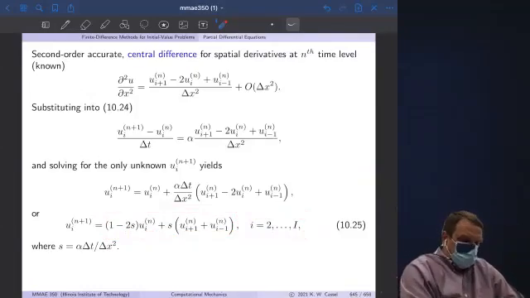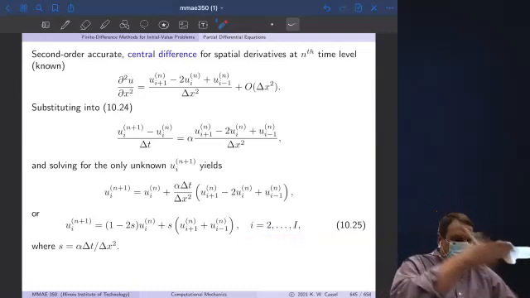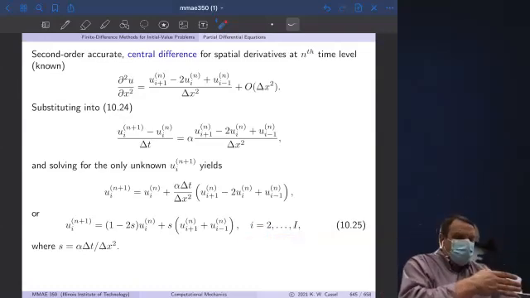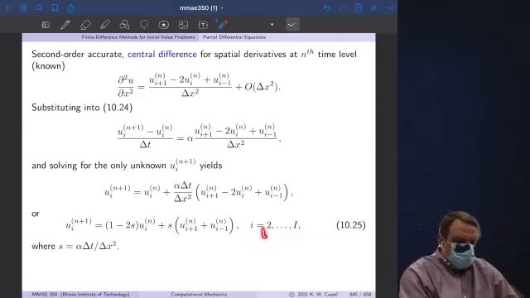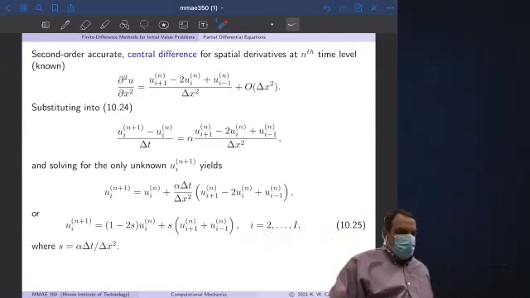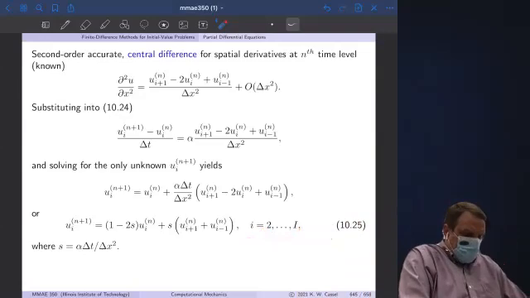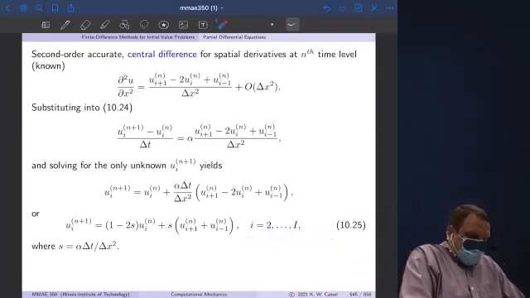So these are all the interior points in X from 2 to capital I. I'm assuming I know the values of U at the boundaries, Dirichlet boundary conditions. And so I just need to sweep along the interior points. If I have some other boundary condition, just like in the boundary value problem case, then we can deal with that as well. But we'll just think Dirichlet for now to simplify our equations.